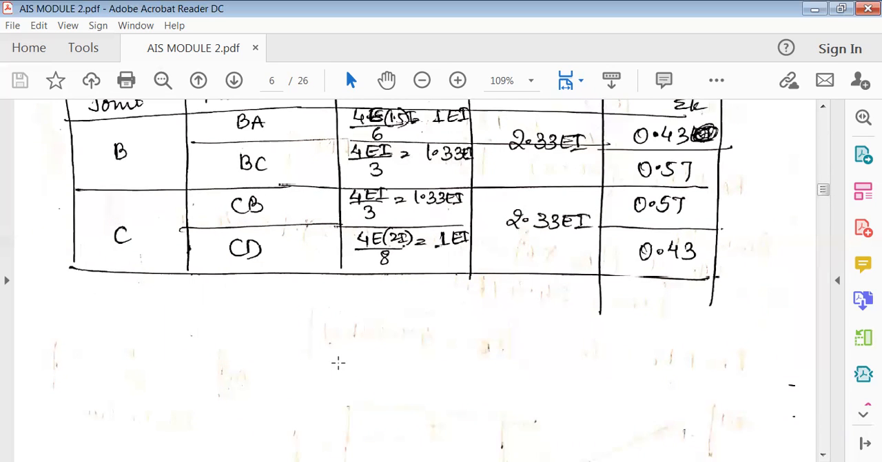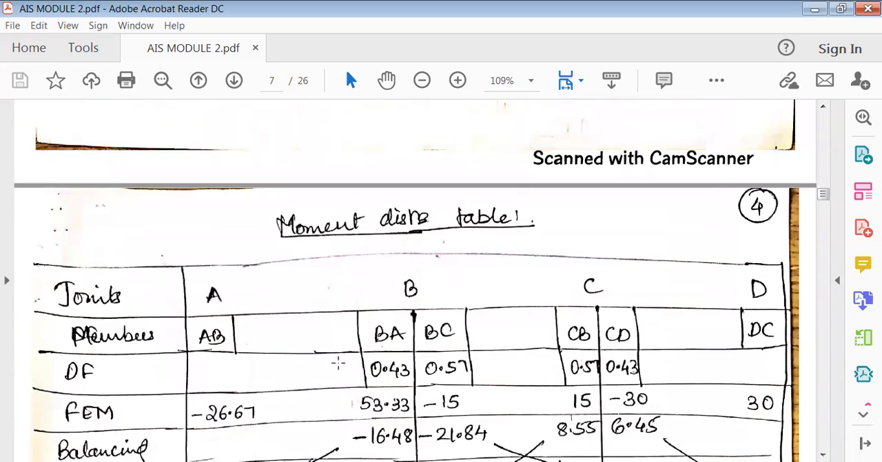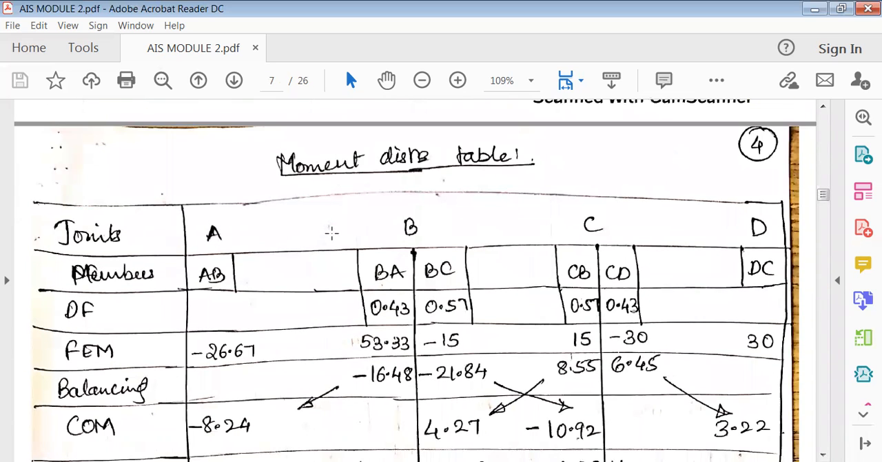Now, the most important thing is drawing the moment distribution table. This is the moment distribution table, and the sequence also should be like this only. First, joint, members, distribution factor, and this is fixed end moments. Joint A, B, C, and D. It should look more or less like a beam only. Same like that, we're going to draw this moment distribution table.